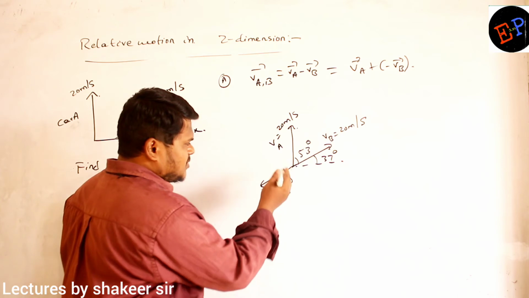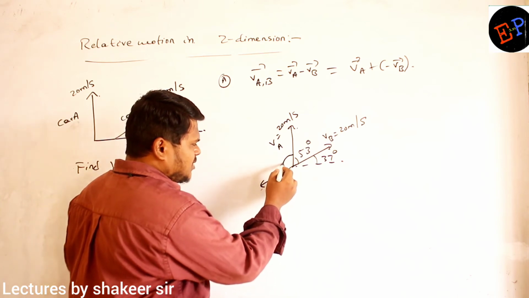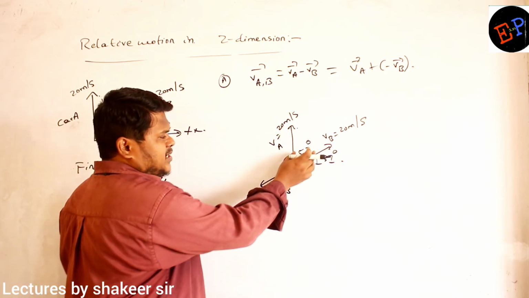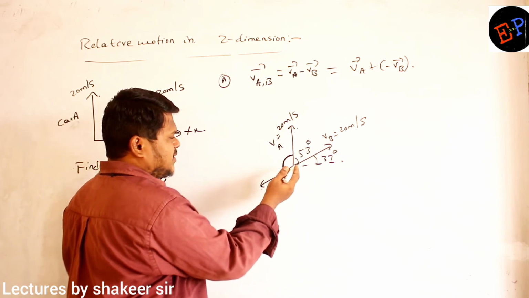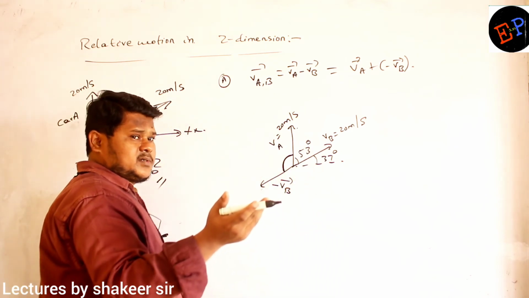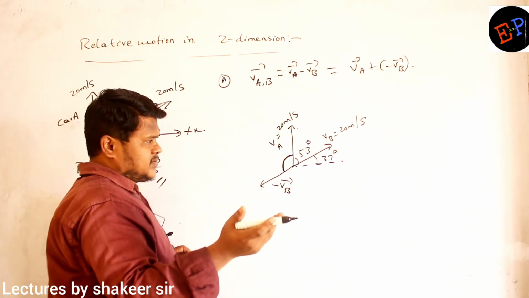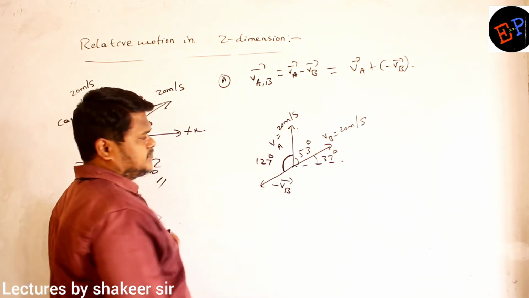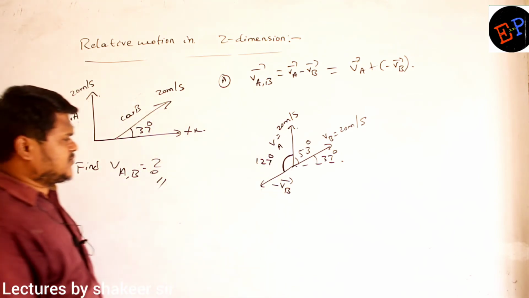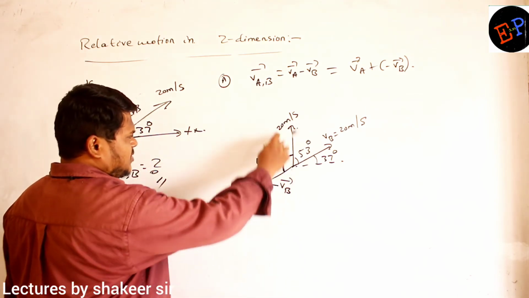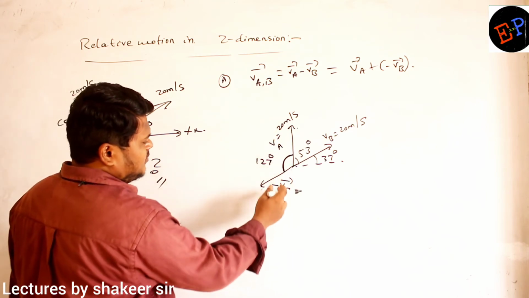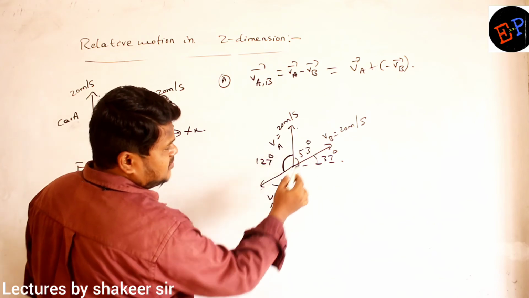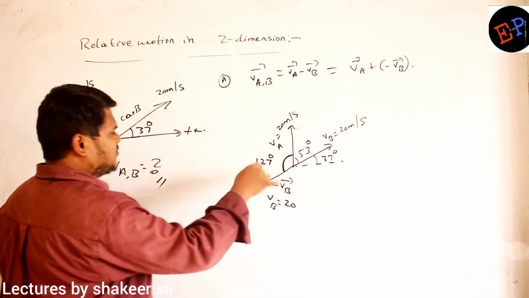So first of all I have to know this angle. What is this angle? 180 minus 53, which is 127 degrees. Clear now? So now you take the resultant of these two. VA value is 20, and the magnitude of minus VB is also 20. So how to find out the resultant?